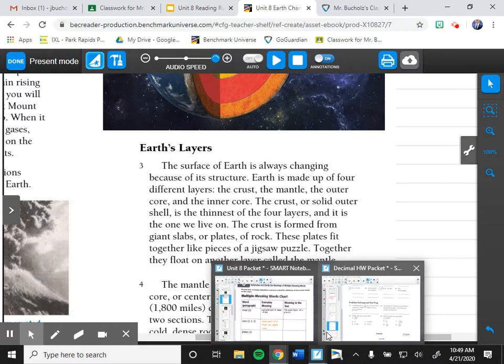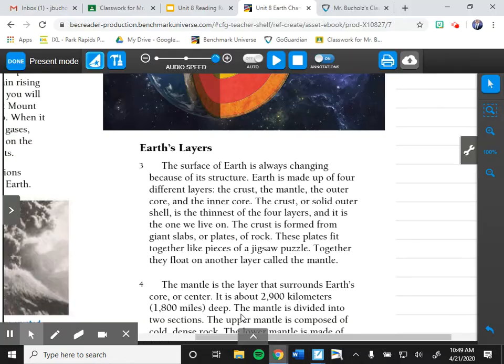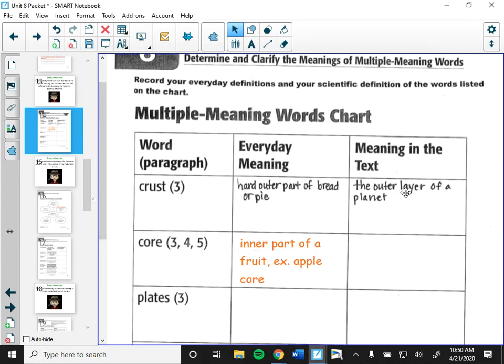In your reading packet, you're going to write in the actual meaning in the text. This is the everyday meaning: when we see the word crust, we think of maybe a pizza crust, the crust on a peanut butter and jelly sandwich, or the pie crust. But in the text about volcanoes, it's talking about the hard outer layer of our planet Earth. The outer layer of a planet. So that's what it means by the crust.